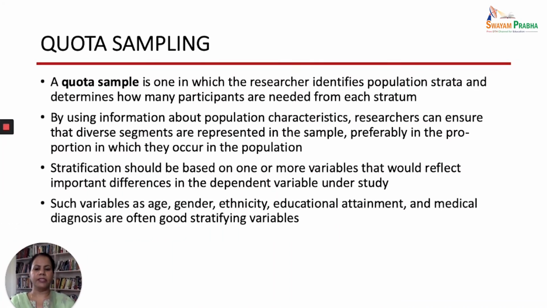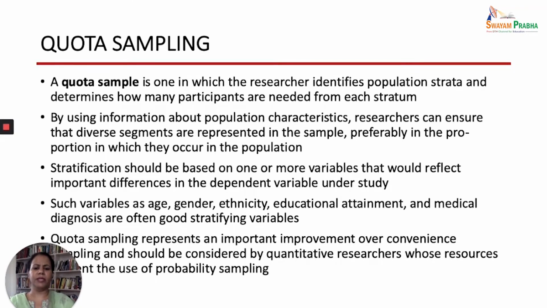Such variables as age, gender, ethnicity, educational attainment and medical diagnosis are often good stratifying variables. Stratifying variables can be considered based upon the characteristics of the population and also based upon your research question, because sometimes your research outcome variable might be affected by these particular characteristics. It will be better to consider them as strata so that you can find out the effect on the dependent variable based upon these strata or these characteristics.